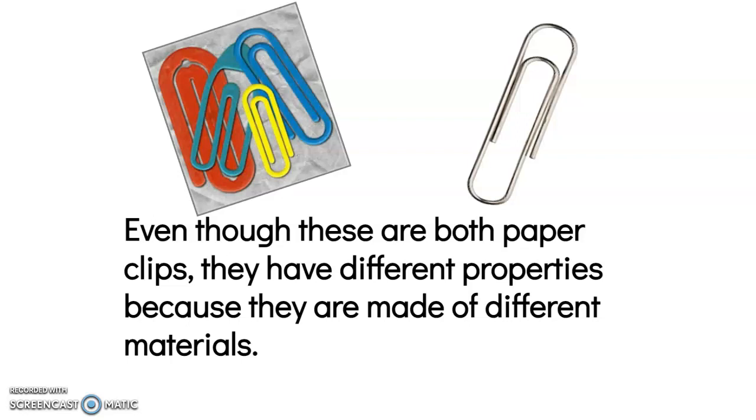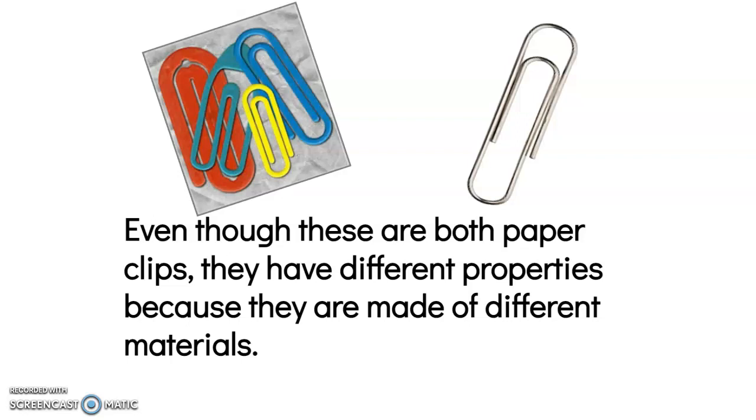And so here's an example of two different kinds of paper clips. So even though these are both paper clips, so they're categorized as the same item, they have different properties because they're made of different materials. So if I were to ask you to describe a difference, the first thing off the bat we notice is probably the color. So the paper clips on the left are different colors. We have red, green, blue, yellow. And then the paper clip on the right is just a silver.